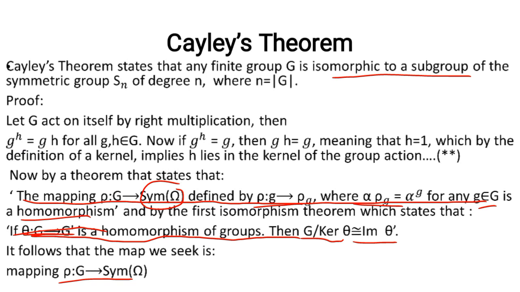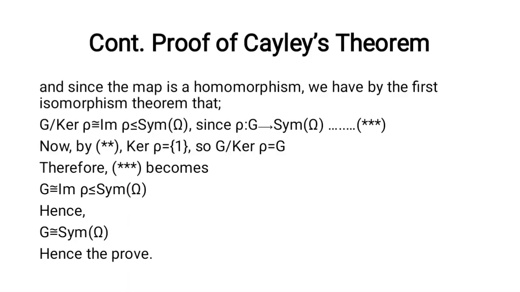We have found the map that satisfies a homomorphism and maps G to the symmetric group on the set Ω. Our symmetric group is the symmetric group of order n already. So that's the map we have here, right? Okay, so what do we do next? Now, since the map is a homomorphism, we have by the first isomorphism theorem that G modulo the kernel of rho is isomorphic to the image of rho, right?